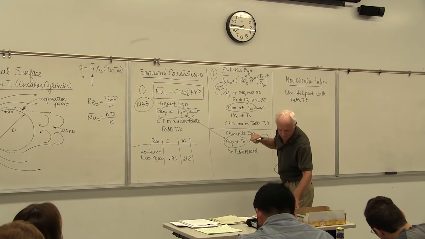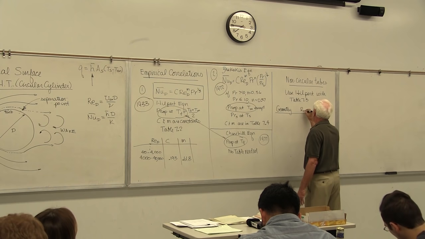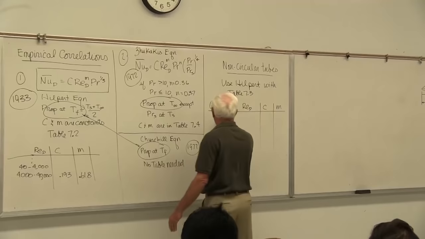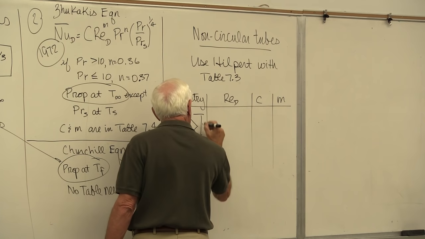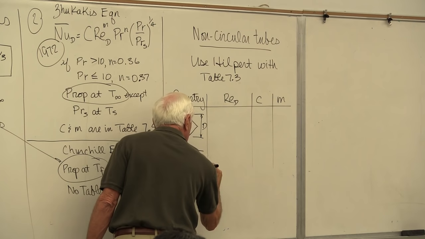Okay, here's table 7.3. Geometry, Reynolds number, C and m. The first one, non-circular, is a square tube with the pointed part facing forward. This is dimension D. Then a square tube with the flat part facing forward. This is dimension D. There are 5 different pictures given. I'll show you 3.